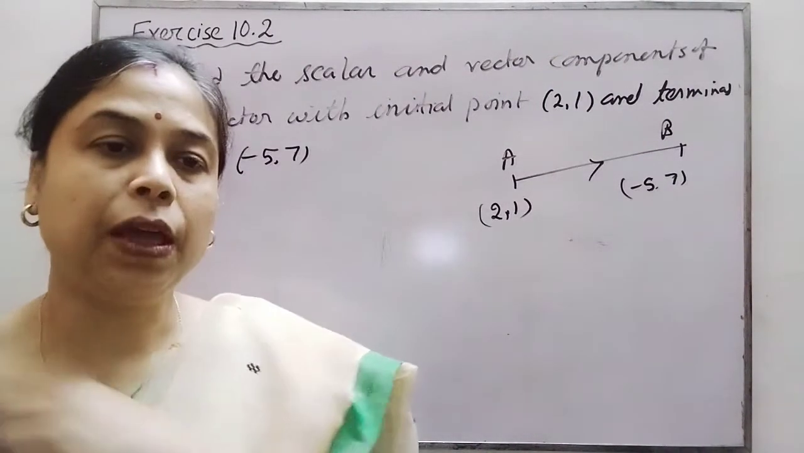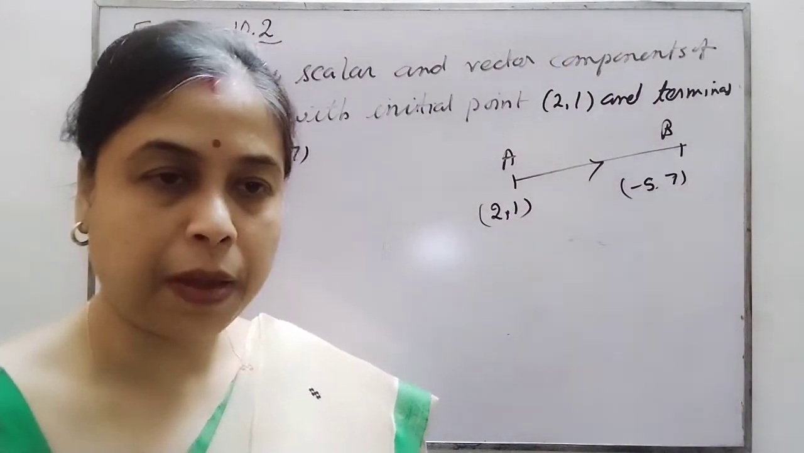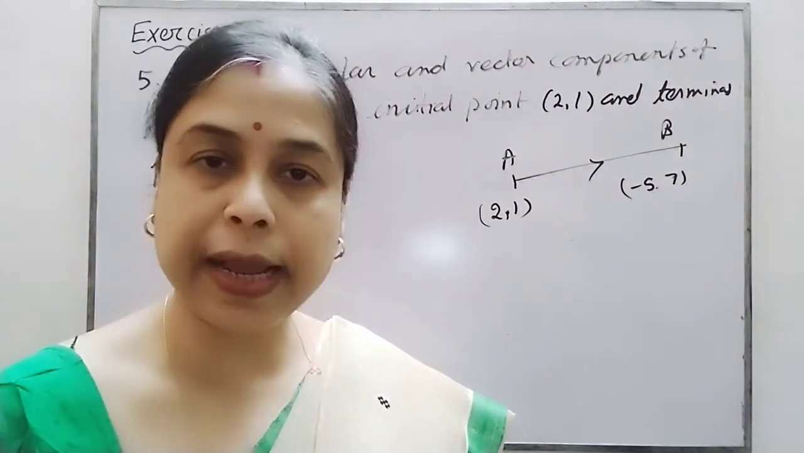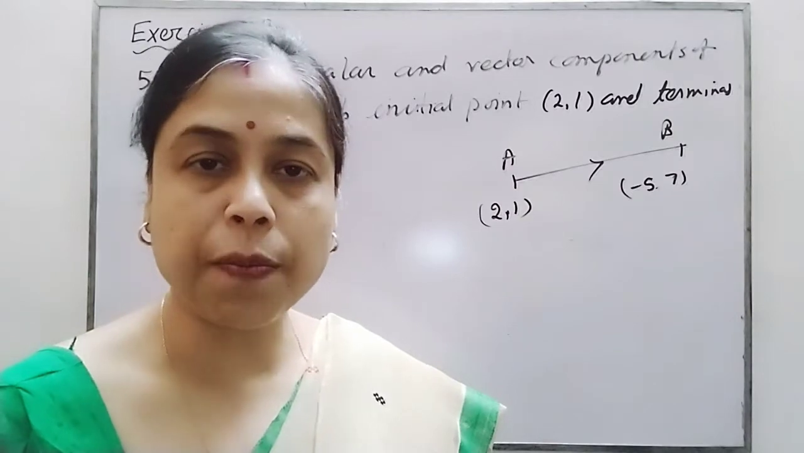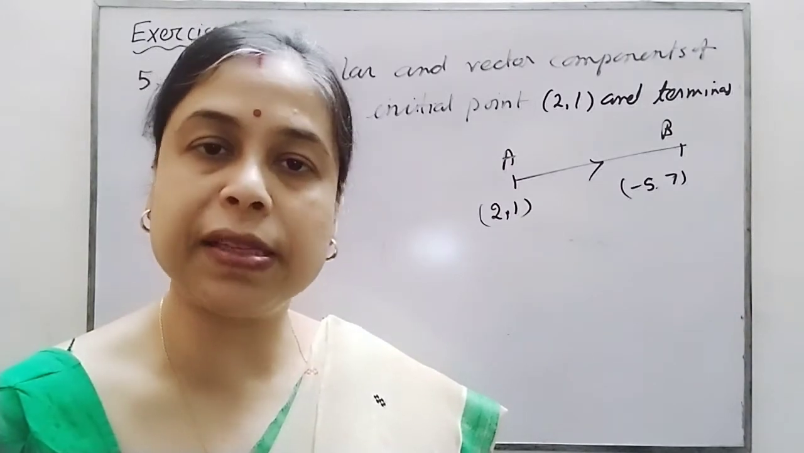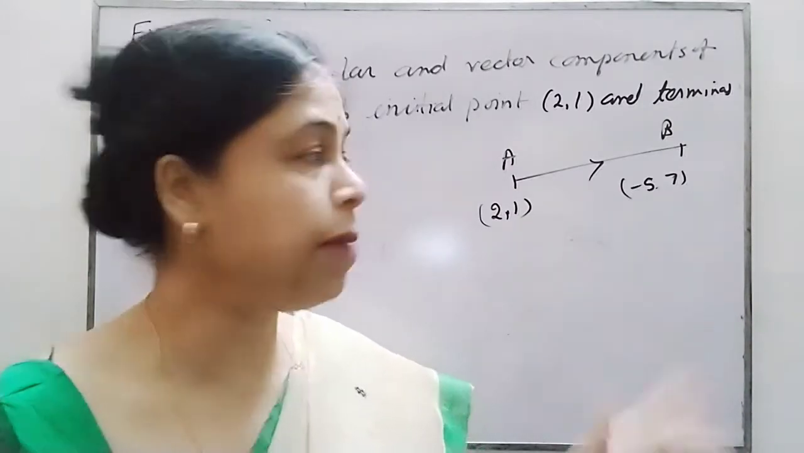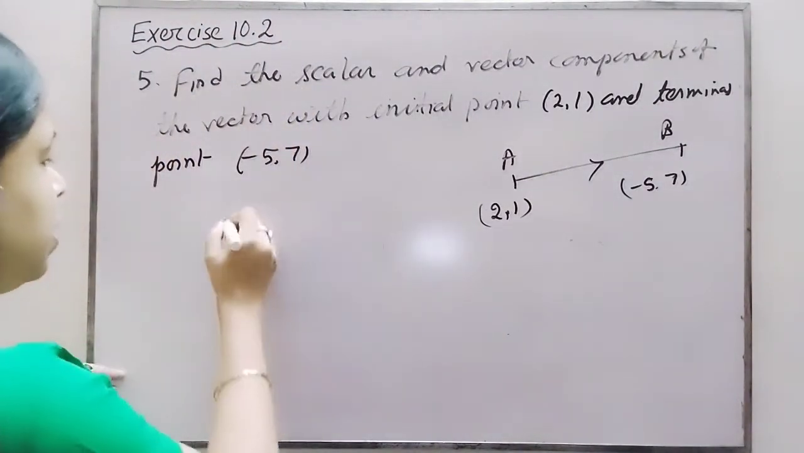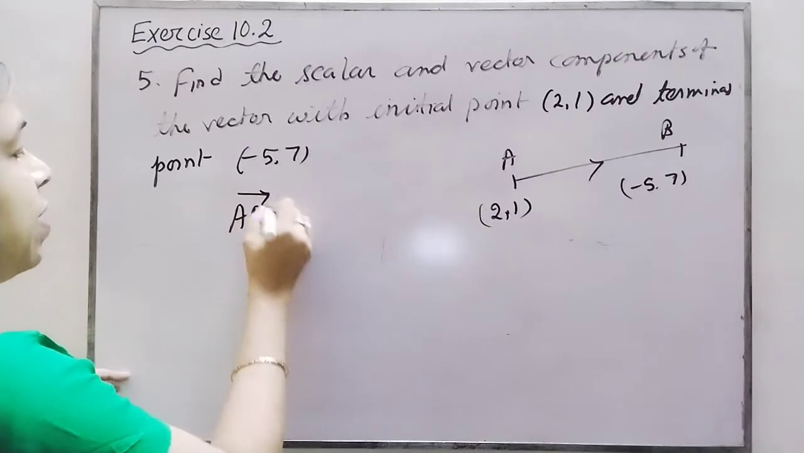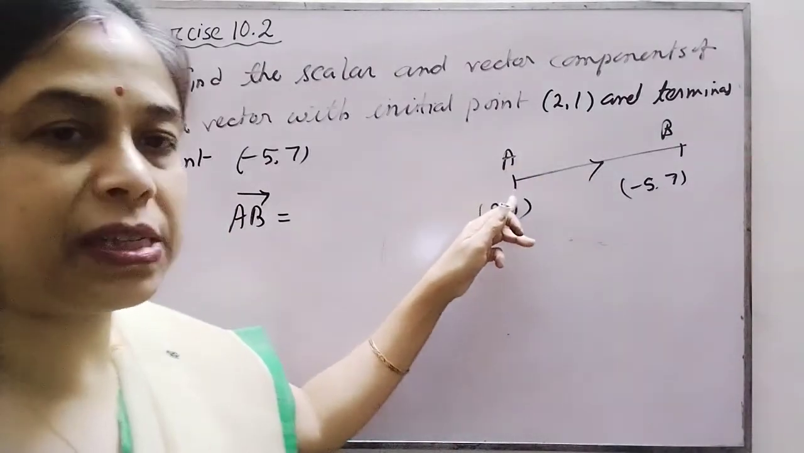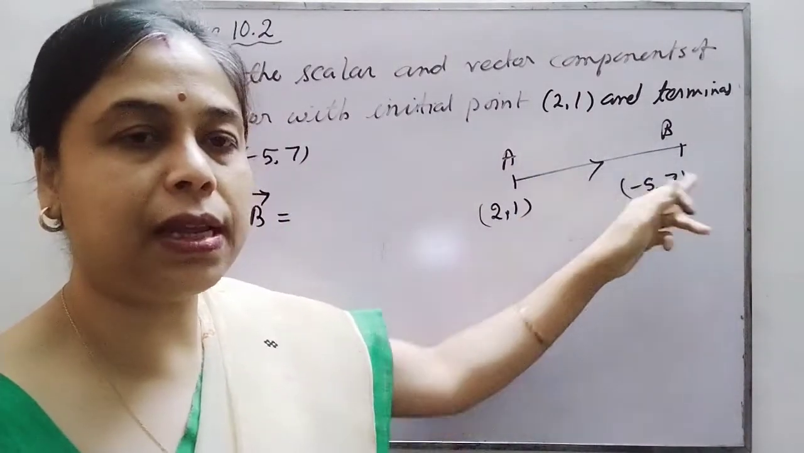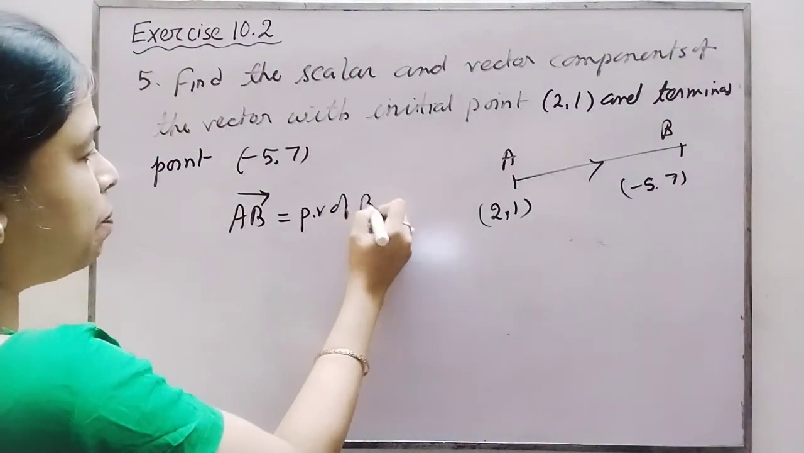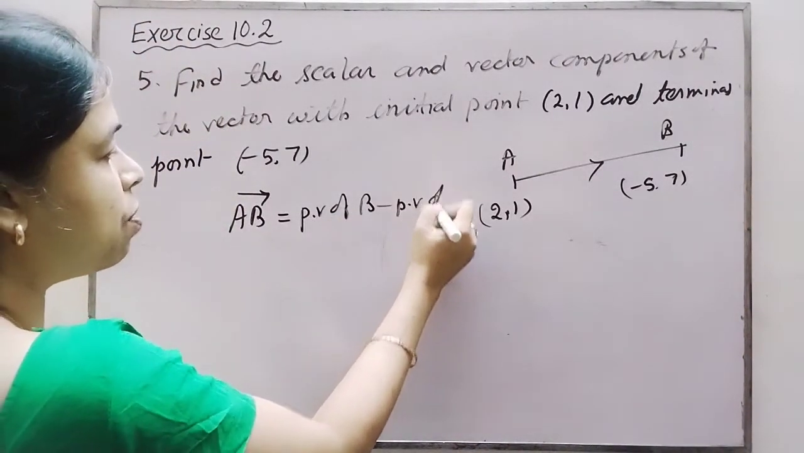So you see if your vector is xi cap plus yj cap plus zk cap, then your scalar components are x, y, z and the vector components are xi cap, yj cap and zk cap. So here, what do we do? I draw the vector. Okay, so drawing the diagram it will be sufficient. Here I draw the vector with its initial and terminal point. So we get it as PV of B, position vector of B minus position vector of A.